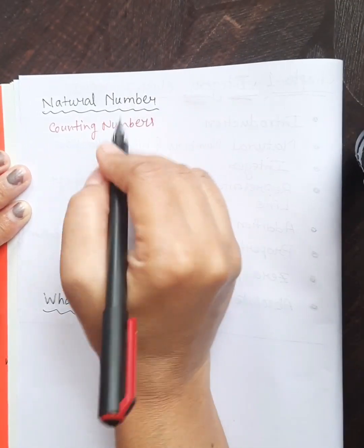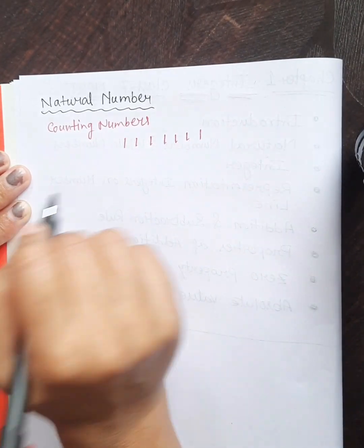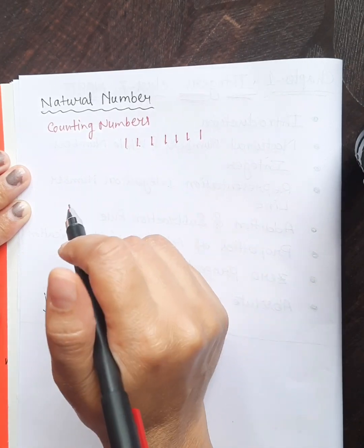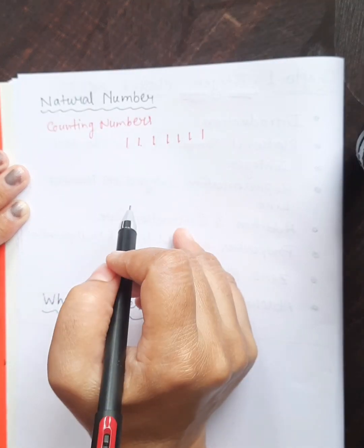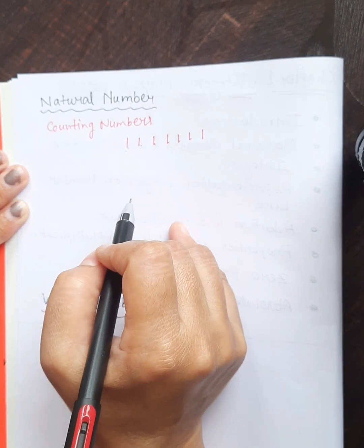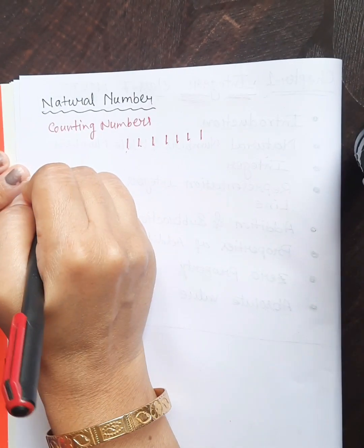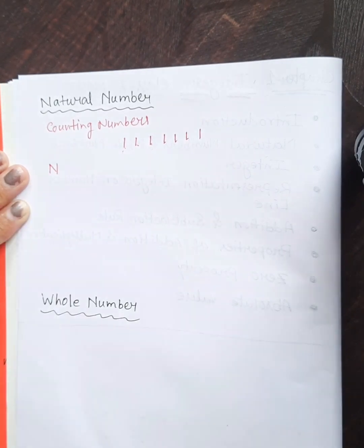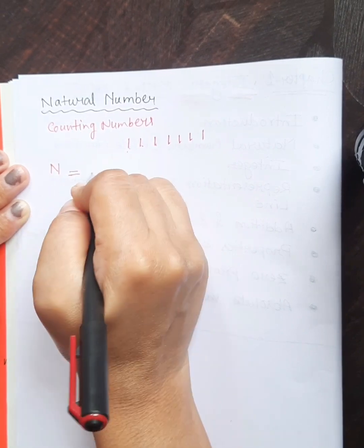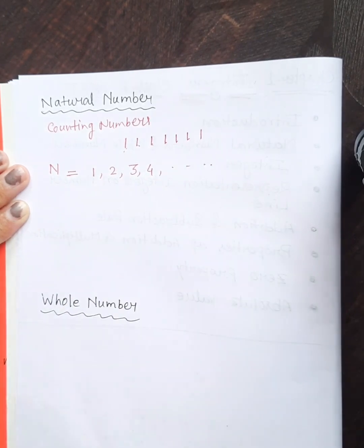For example, how many vertical lines are there? Let's count. 1, 2, 3, 4, 5, 6, 7. So from which number can we start to count? 1. That means natural numbers start from 1, 2, 3, 4 and so on. So natural numbers are denoted by the letter N. N equals 1, 2, 3, 4 and so on.